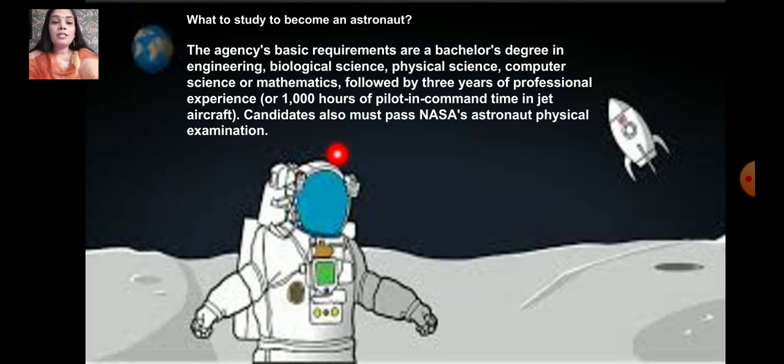Candidates also must pass NASA's astronaut physical examination. So physically also you should be fit. You have to pass that also. That is NASA's physical examination. So if you are fit and if you complete all these degrees, you can become an astronaut or work with other scientists in NASA.